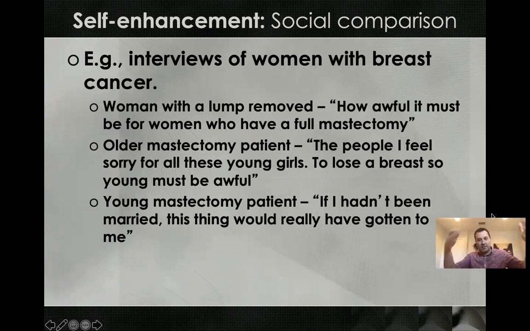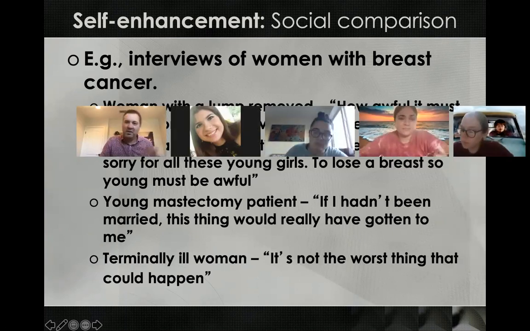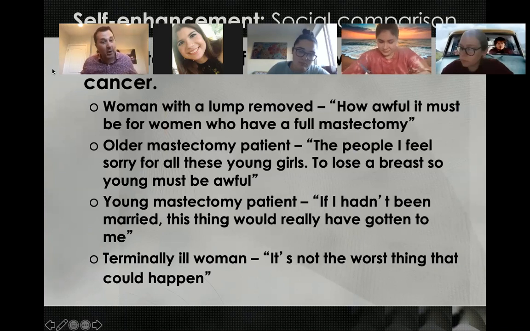And so every time she interviewed someone, they would say, at least I'm better off than this person. And then she would go to that person, and they would find some other person to downward social compare with. It got to the point where she was interviewing terminally ill women who would die from this disease, and they would say, it's not the worst thing that can happen. Some people have it worse than me. This is how these women coped with their disease, right? And the women who did this actually coped better. They had better outcomes by engaging in this downward social comparison process.